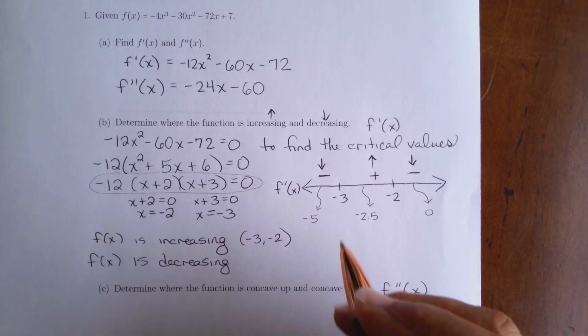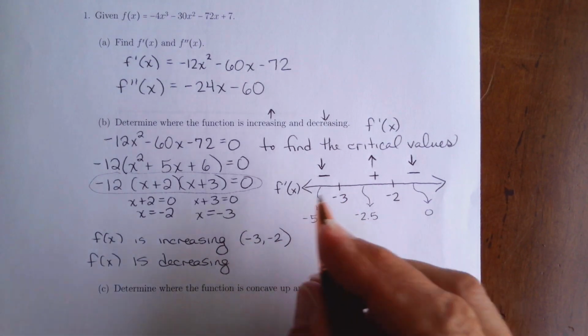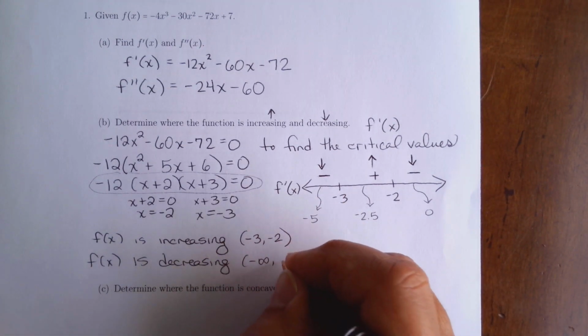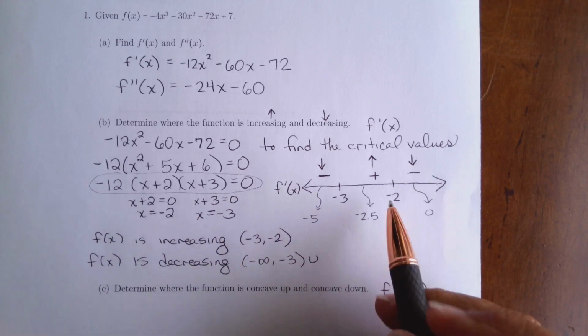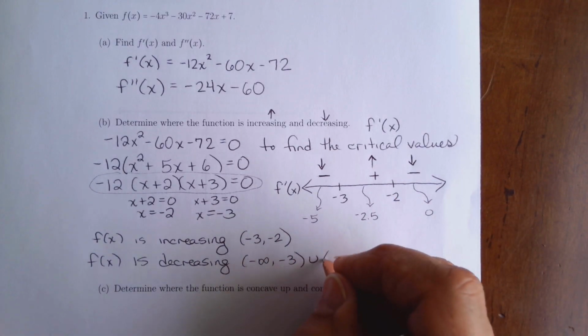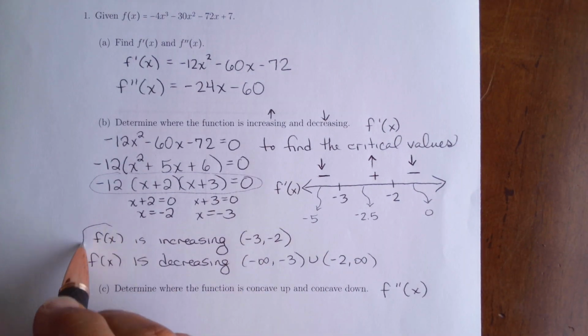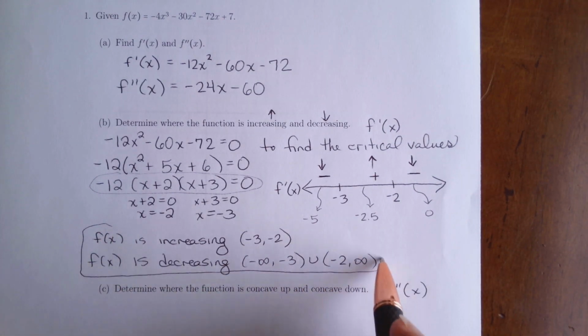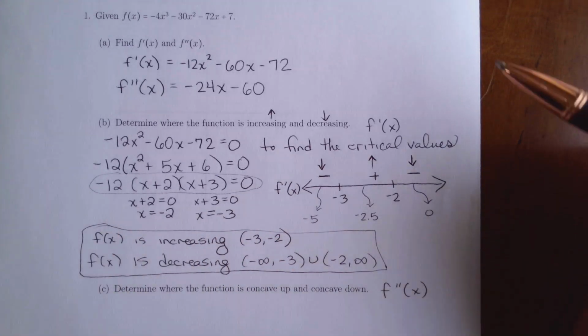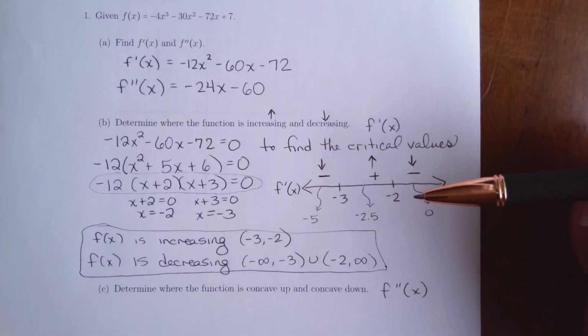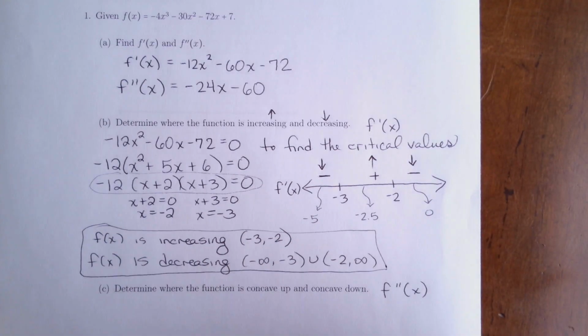Okay, that's where the minus signs are. So between -infinity and -3, and then also from -2 to positive infinity. Okay, so that's the answer to what it asked me there. But I did that using the first derivative test and finding critical values.